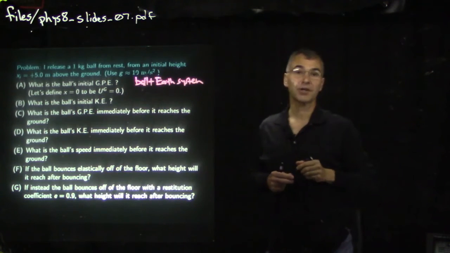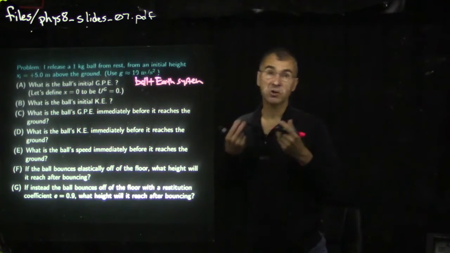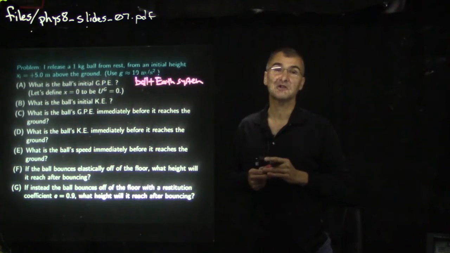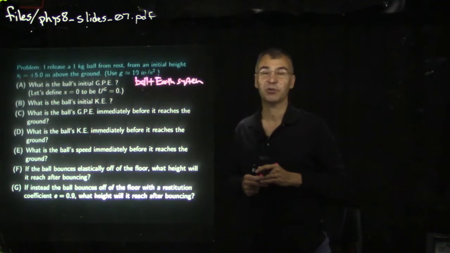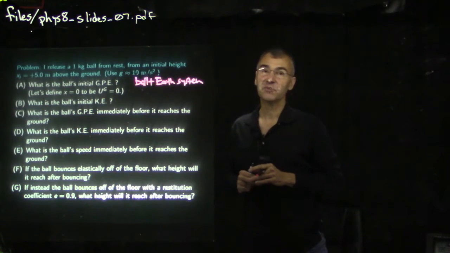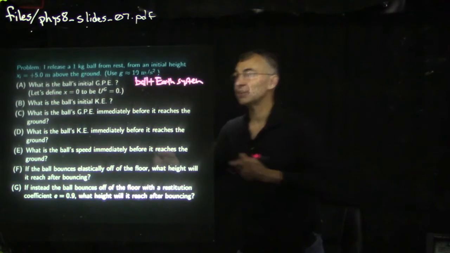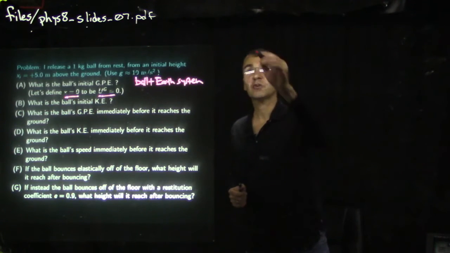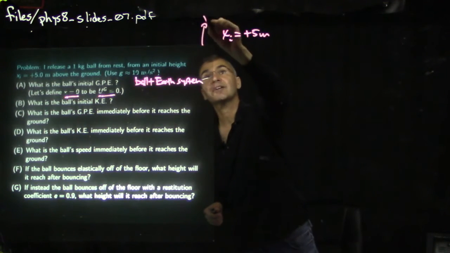I think I first wrote this slide before I got so good about reading Mazur's notation. So what is the ball plus Earth system initial gravitational potential energy? You cannot really say the ball alone has gravitational potential energy. You have to say the ball plus Earth system has gravitational potential energy. So what is the ball plus Earth system initial gravitational potential energy? Let's define x equals 0 to be where the gravitational potential energy equals 0. So we have x initial equals plus 5 meters, and we have the x-axis pointing up.